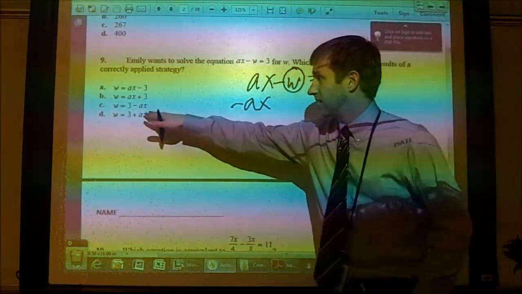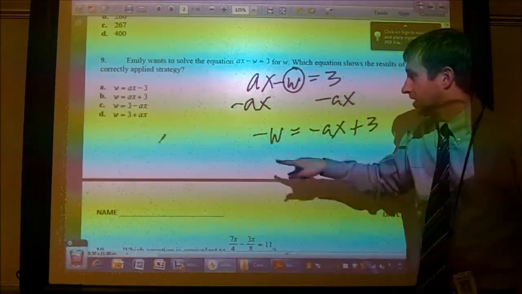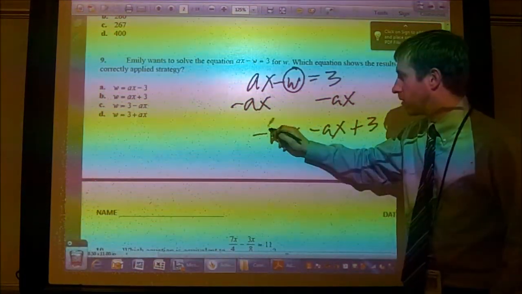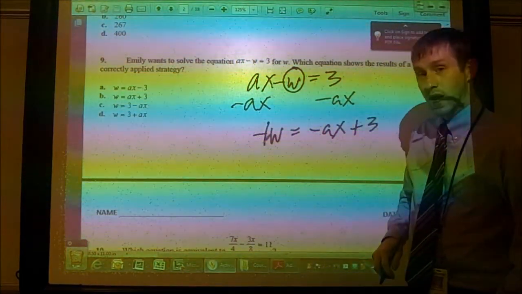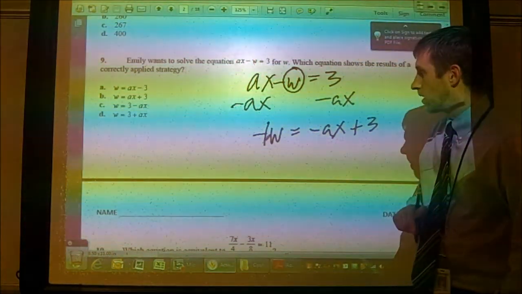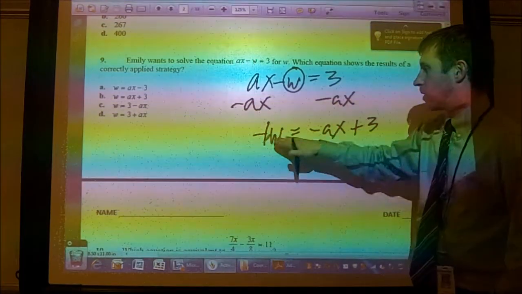And notice that that's there, but are we there yet? No, we still got the negative W. So how do we get rid of the negative W? Well, negative W really means negative 1 times W. I really should be saying negative W equals this, okay? So I want to get rid of the negative.